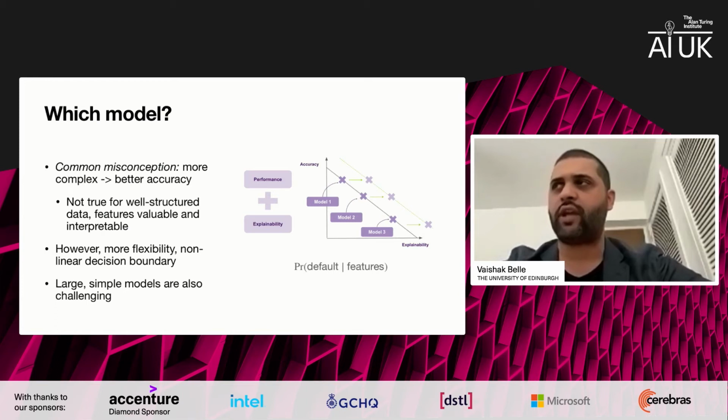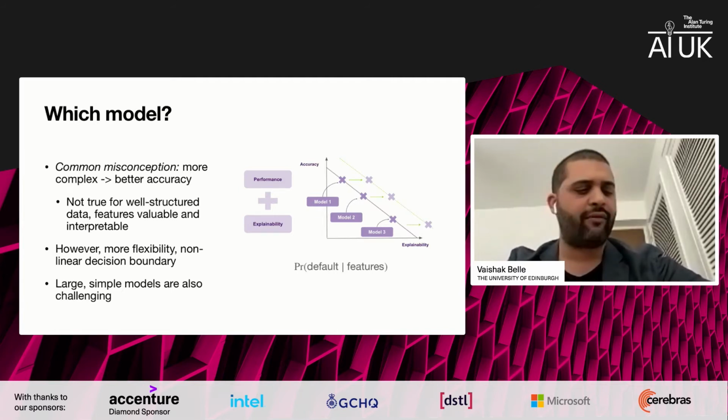If you have structured data where you have a feature space that is very interpretable, you can indeed get away with simpler models, right? So what complex models allow you, and I think Stephen talked about this, is the ability to map onto a high dimensional space. So it gives you a lot more flexibility, especially if you have some kind of nonlinear function that you're trying to optimize.